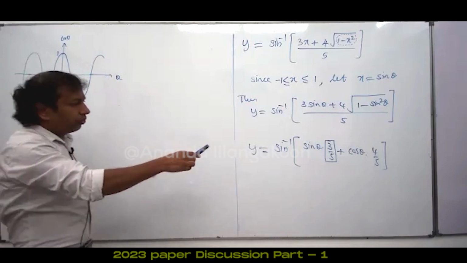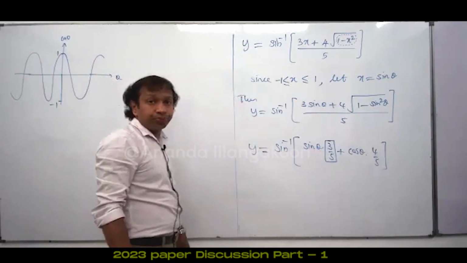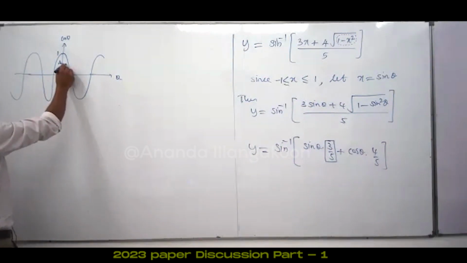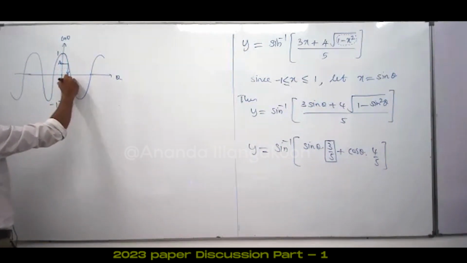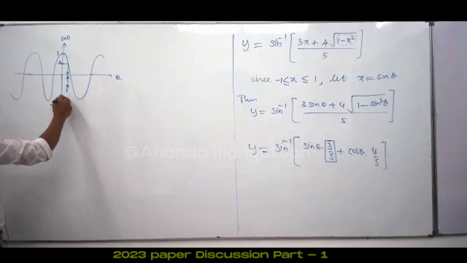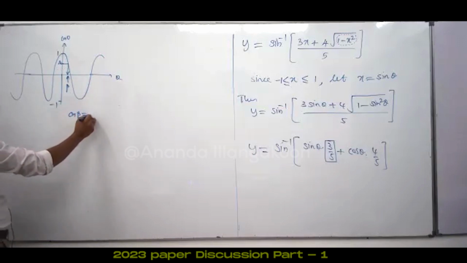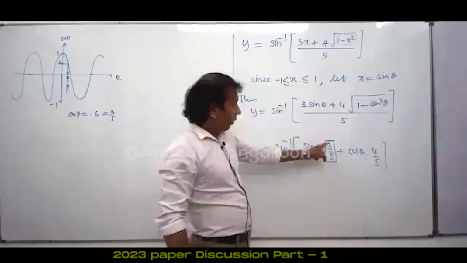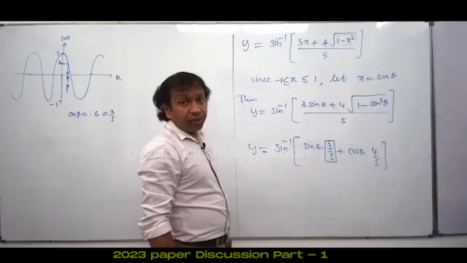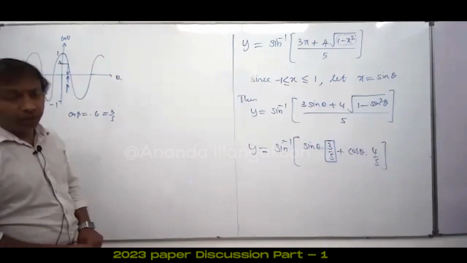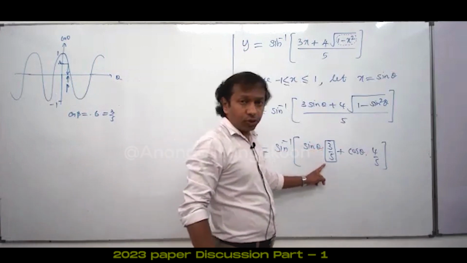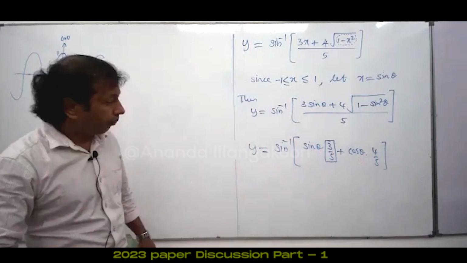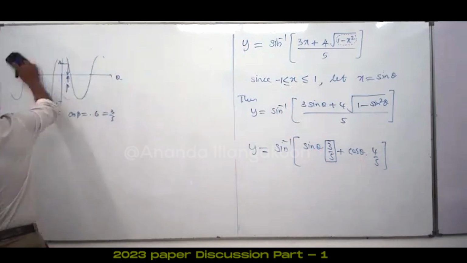Then when I consider this 3 by 5, it is 0.6, no? 0.6 is somewhere here. For the 0.6, there is an angle here. If we take this angle as beta, its cos value, cos beta, is 0.6, that is nothing but 3 by 5. Therefore, we can take this 3 by 5 as cos beta. If you take this 3 by 5 as cos beta, automatically this 4 upon 5 will be sine beta. How? You can prove it like this.